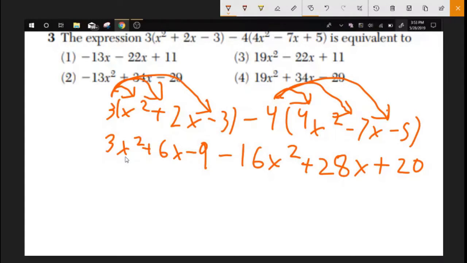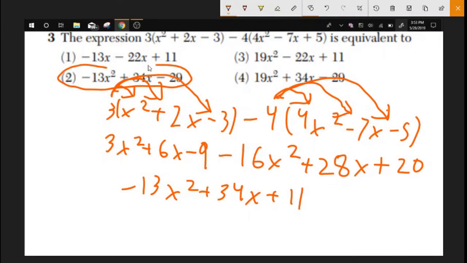So 3x squared minus 16x squared is -13x squared. 6x plus 28x is equal to 34x. And then -9 plus 20 is equal to 11. And then we can see our answer right here on 2, and that's the answer to the question.